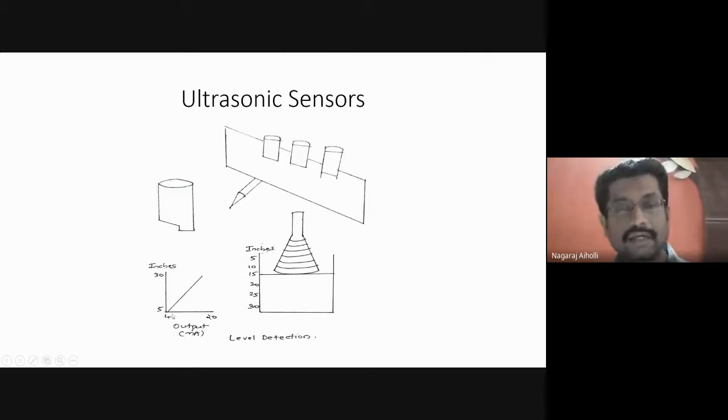As the height increases, the electrical output also increases. As the height decreases, the electrical output also decreases. This is the diagram which explains the functioning of the ultrasonic sensors. This is the level detection, which detects the level and converts it into an electrical signal.